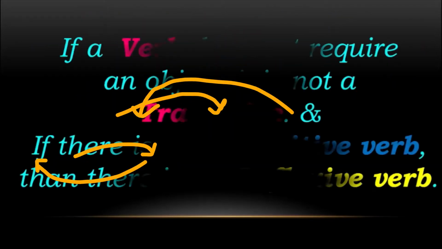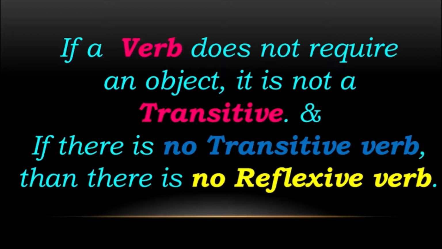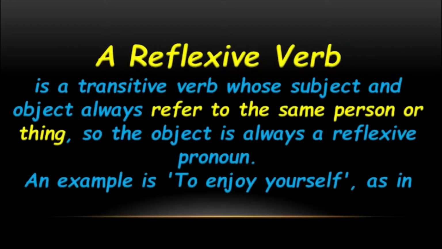Let's see. If a verb does not require an object, it is not a transitive verb at all. If there is no transitive verb, then there is no reflexive verb, then there is no complex verb. Okay?